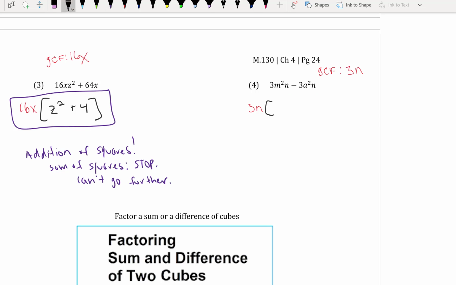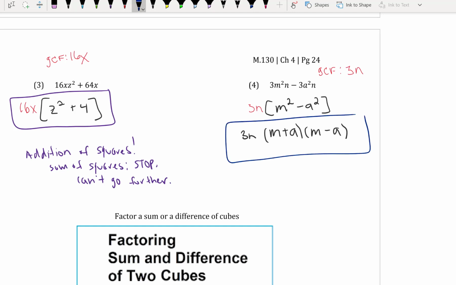So when I do that, I would get m squared minus a squared. So it's definitely a difference of squares. So this would be m plus a and m minus a. And don't forget that GCF out in front, which was my 3n. So that's going to be my final answer.